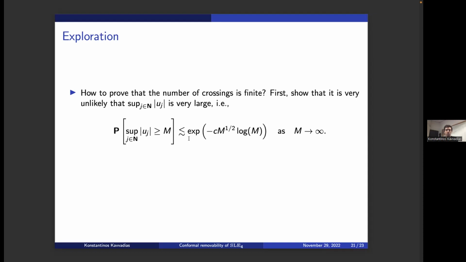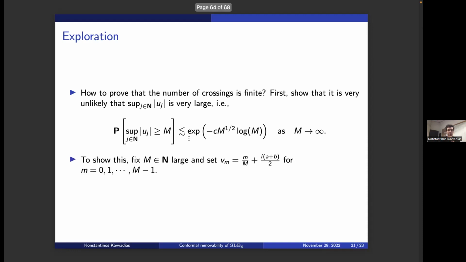And what's the point? This is the main part of the argument to prove that the exploration discovers finitely many crossings. So how can someone see this? This is not very difficult, because imagine that we consider the rectangle, and we consider the line which cuts the rectangle horizontally in the middle. And in that line, with imaginary part I times a plus b over 2, we consider points with spacing equal to 1 over capital M, which are very, very dense, where capital M is large.